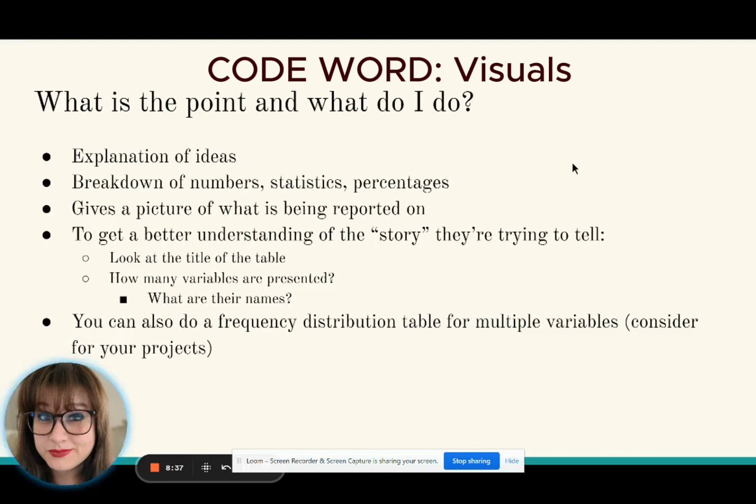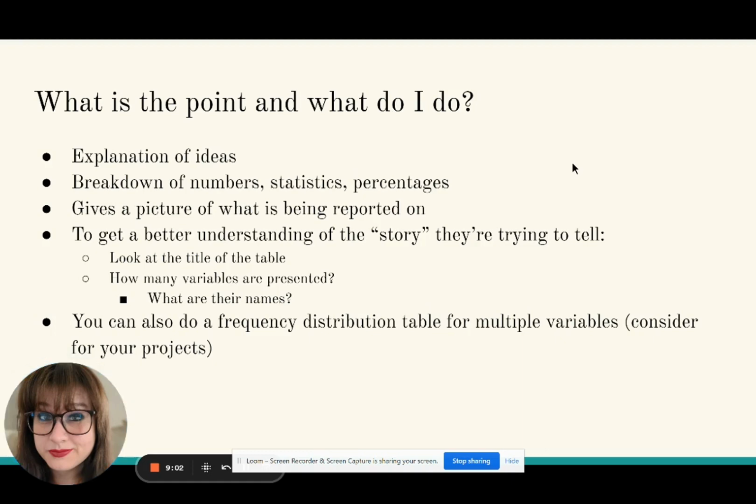So let's talk a little bit about how you look at a table, right? So the distribution table, the way you look at it is that you're understanding that it's an explanation of ideas, right? And it's a breakdown of the statistics and percentages of what's going on. It's really telling the story. It's helping you have a better understanding of who's involved with the study, right?